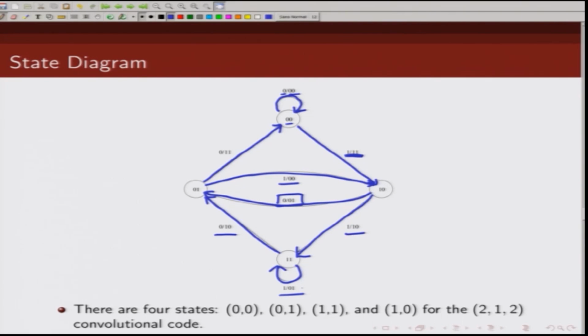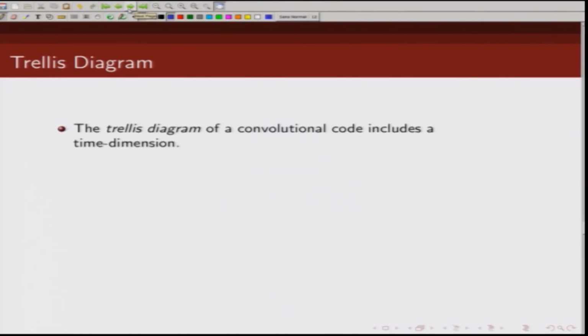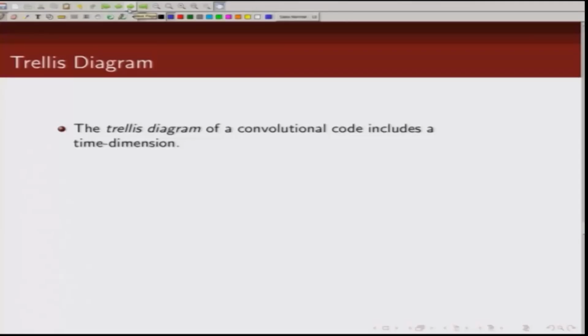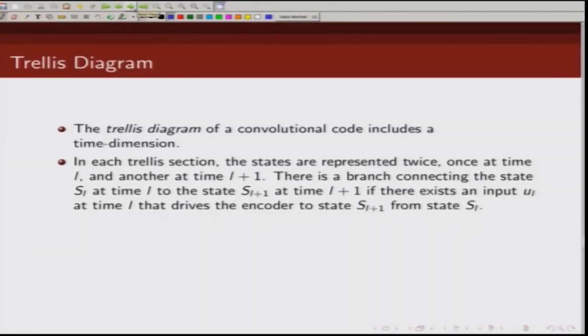So, note that here I have graphically represented all possible state transitions corresponding to the convolutional encoder that we have considered, and this is my state diagram. Okay. So, next let us talk about trellis diagram. So, in trellis diagram we include another dimension which is the time dimension, and how do we show that time dimension? So, let us first talk about what is a trellis section.